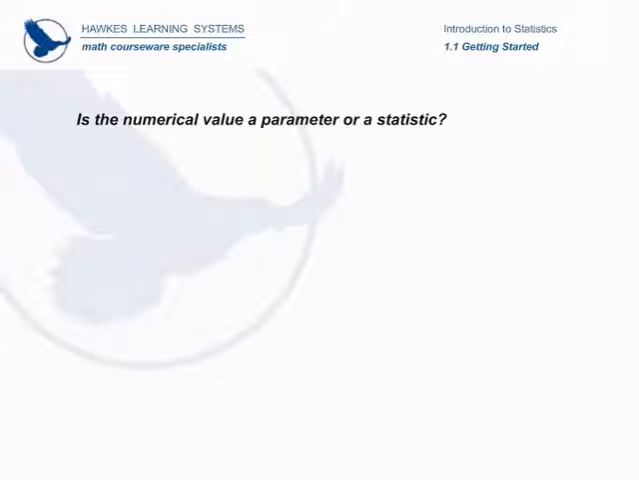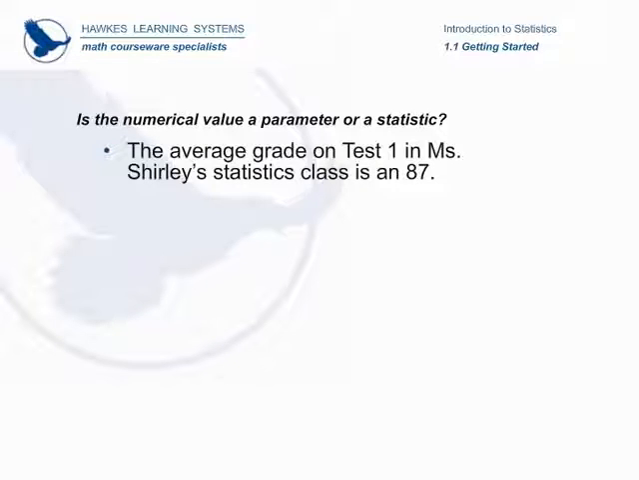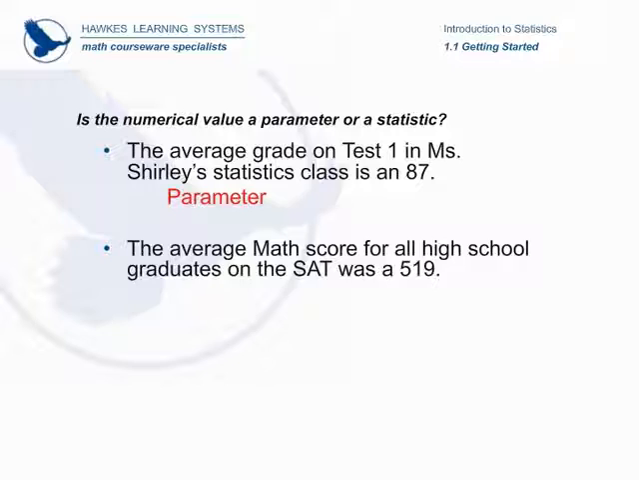Now let's take a look at, is the numerical value a parameter or a statistic? And we will do that taking into mind what we've learned previously about a parameter and a statistic. The average grade on Test 1 in Miss Shirley's statistics class is an 87. That would be a parameter. The average math score for all high school graduates on the SAT was 519. That would also be a parameter.